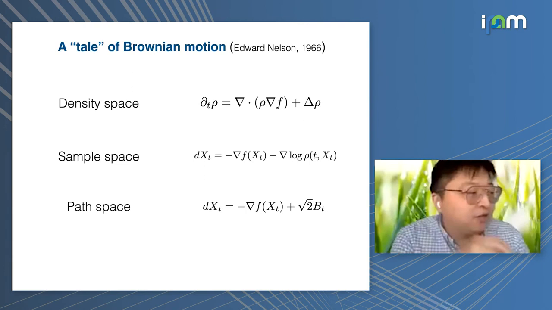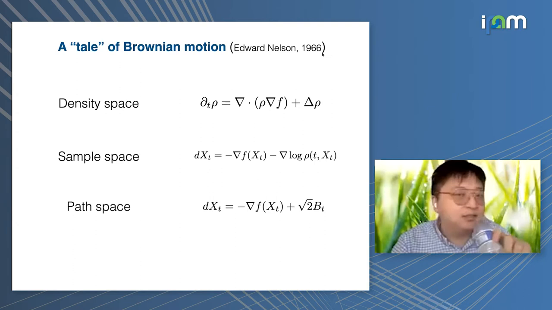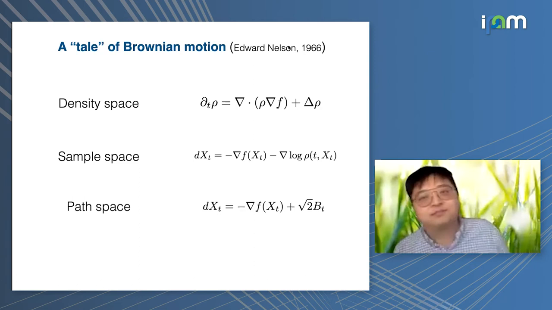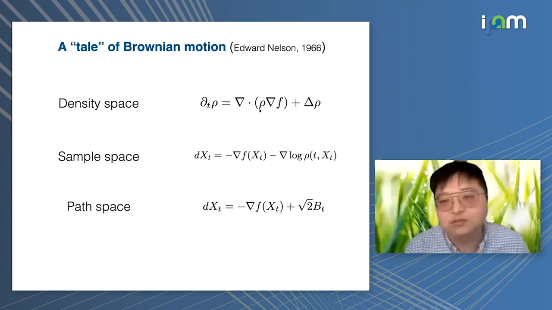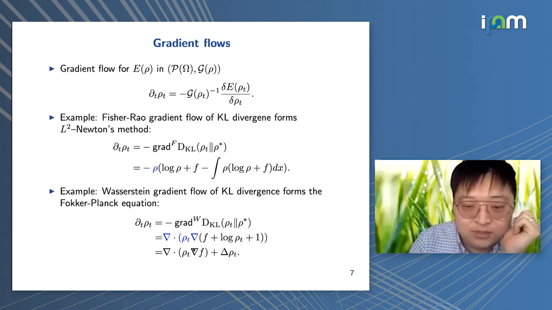This is so-called, I call it, the tale of a Brownian motion. There's some story behind this nice property here, which is coming from as early as 1966. Edward Nelson, the first guy working on this kind of trick, his goal is to derive the Schrodinger equation, the quantum mechanics. Now let's look at the following fact. In density space, we look at this kind of fact: it is negative divergence of rho gradient F plus Laplacian rho. Now let's look at the sample space or the path space, what can we see? Langevin dynamics, we understand very well. It is like dXt equals negative gradient F(Xt) dt plus square root of two dBt. But if you use this kind of Wasserstein gradient viewpoint, it is double the rho gradient.